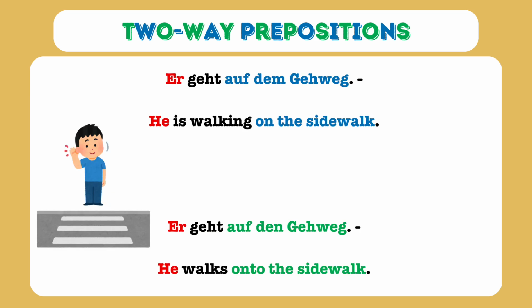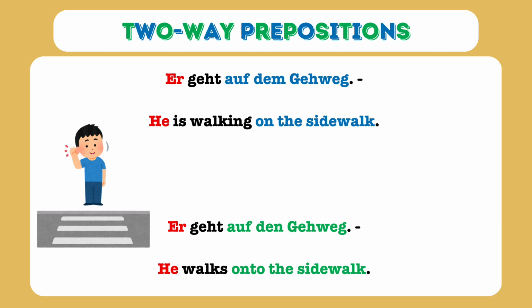To make things slightly more complicated, let's take a look at these examples. Geht auf dem Gehweg. He is walking on the sidewalk, meaning he's not changing his location. His location is on the sidewalk. So he started out in the beginning of this sentence on the sidewalk, and he continues to be on the sidewalk at the end of the sentence. Er geht auf dem Gehweg.